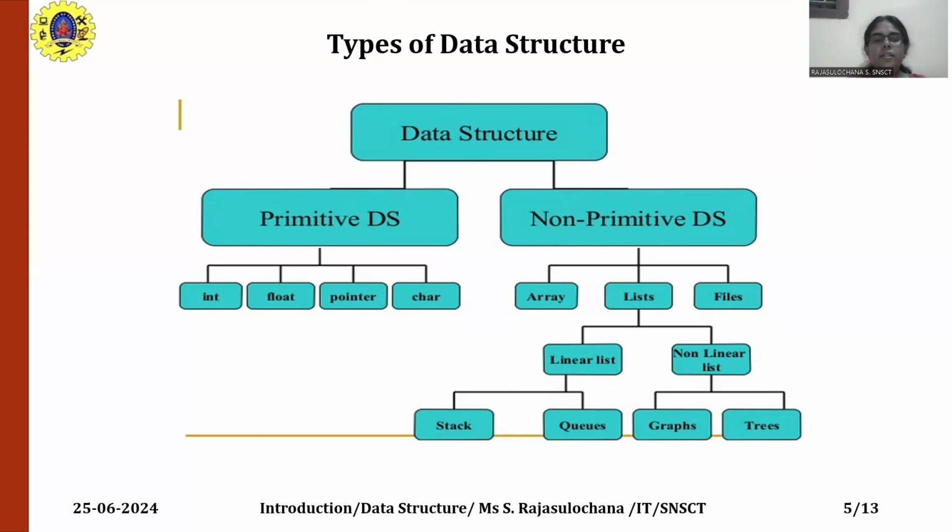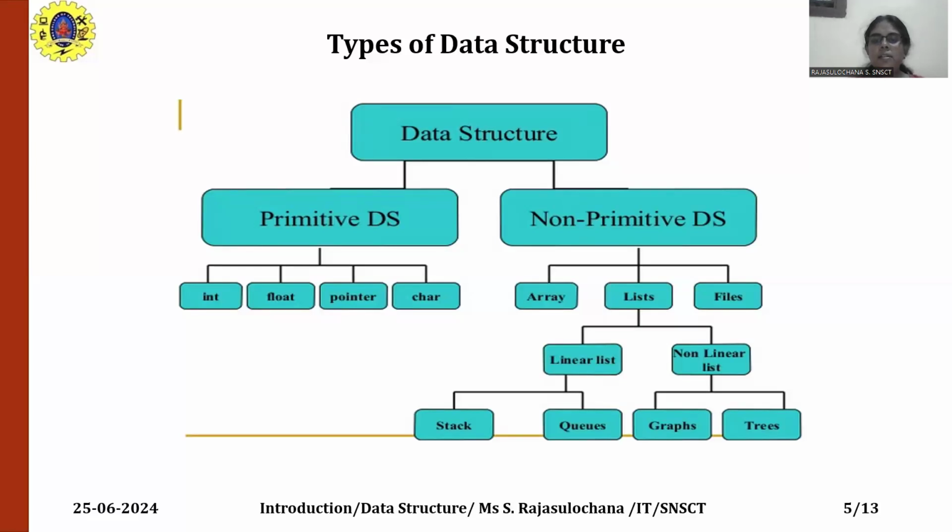So primitive data structure includes the data types that we have seen like integer, float, pointer, and character, whereas non-primitive data structure consists of arrays, lists, and files. So I hope you are aware of all these things. We would have used integer, float, pointers, characters. We would have implemented an array. We would have used list. And files also you should be aware about.